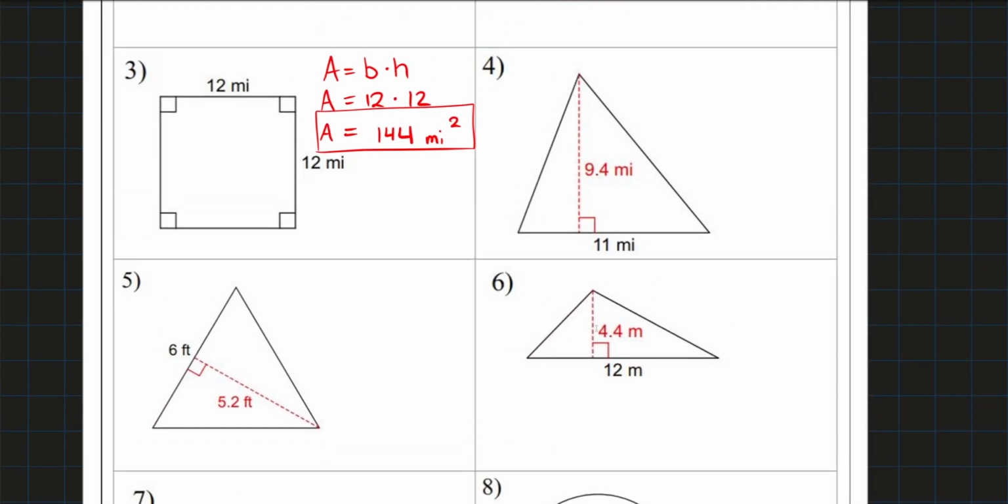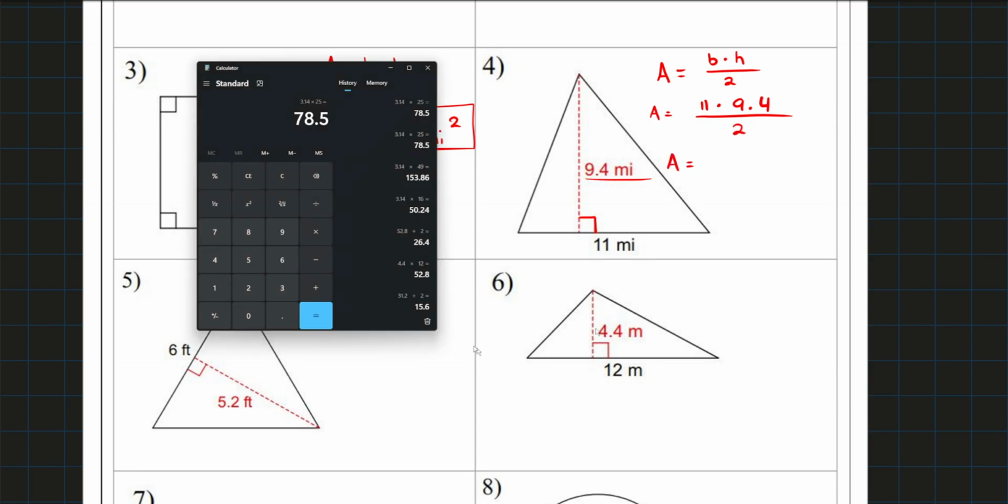All right, scrolling down. We got a triangle here. What was the triangle formula? All right, it was base times height divided by 2. Which one's the base? Which one's the height? Well, the base is going to be 11 because it's the horizontal distance. The height is going to be 9.4 because it's the one that is perpendicular to the base and vertical. So let's plug it in. 11 times 9.4 divided by 2.